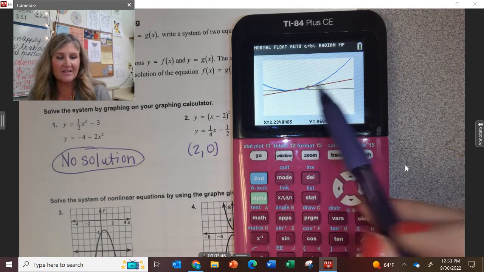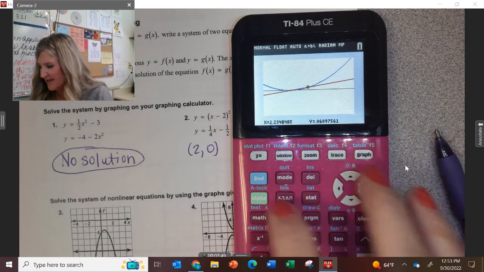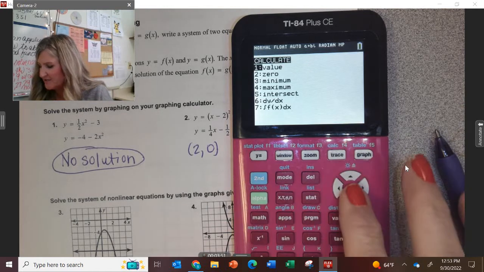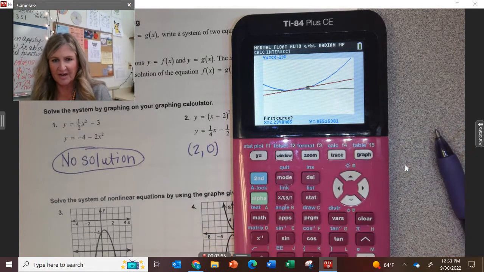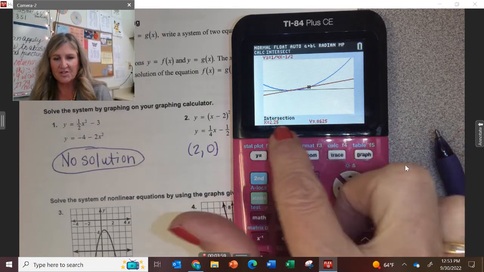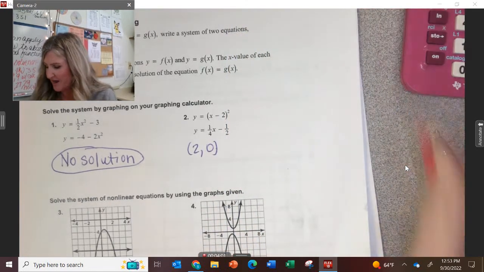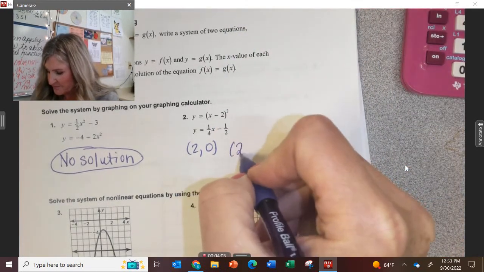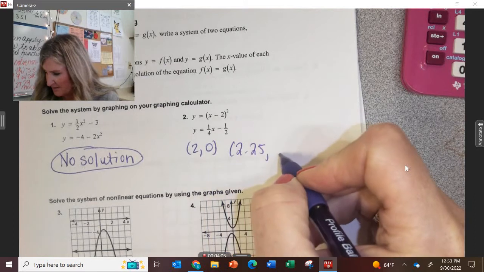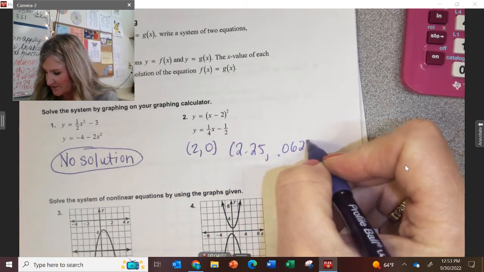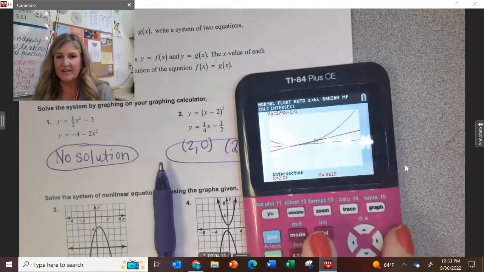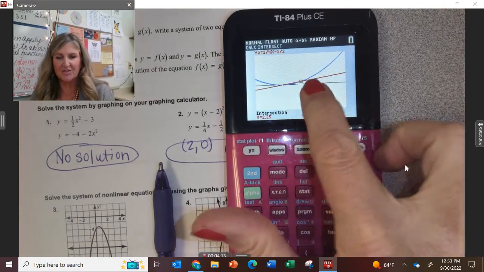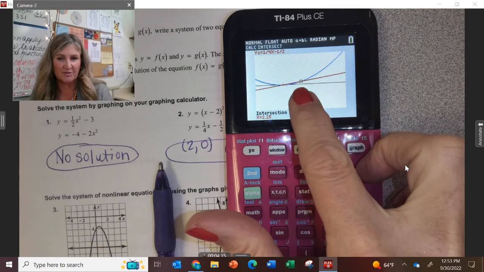They are not tangent. The line is not tangent to that. So I have to do second trace calculate intersect. I have to be close to it, which I am, and I push enter, enter, enter. That other solution is 2.25, 0.0625. So what I want you to see there is you have to be very sure that you don't have more than just one solution.